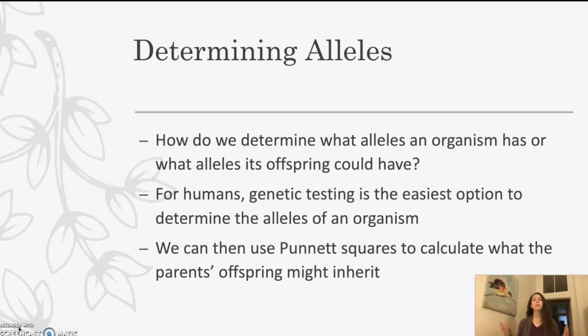So how do we determine what alleles an organism has and what alleles the offspring could have potentially? For humans, we can do genetic testing. We have lots of really cool technology. A lot of families do genetic testing before they have kids, just to be aware of what potential diseases could be involved, not just physical traits. But we can also use old-fashioned Punnett squares to calculate what the parents' offspring might inherit.